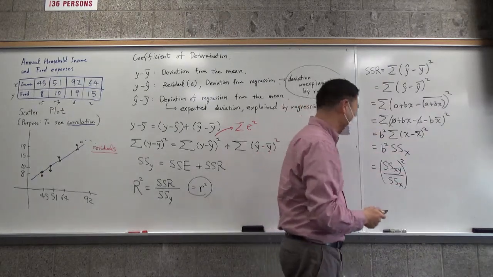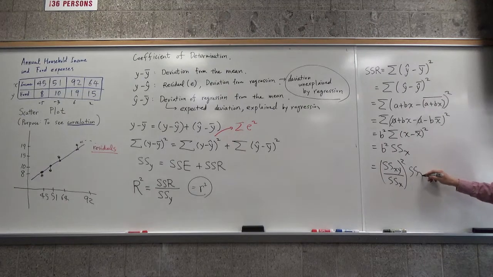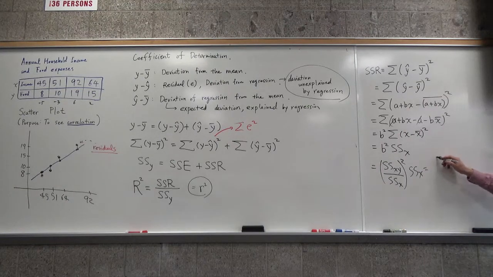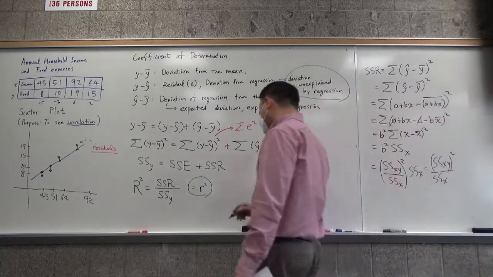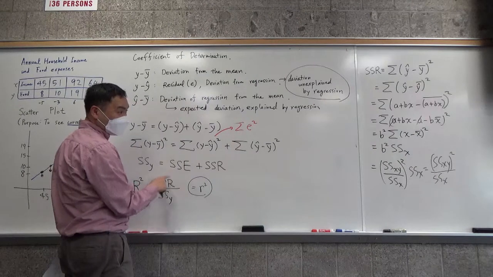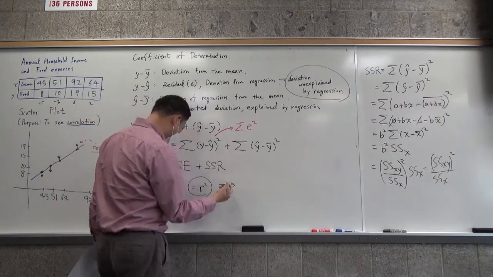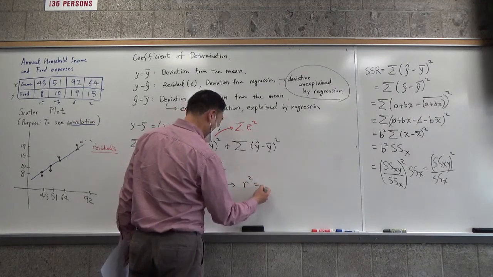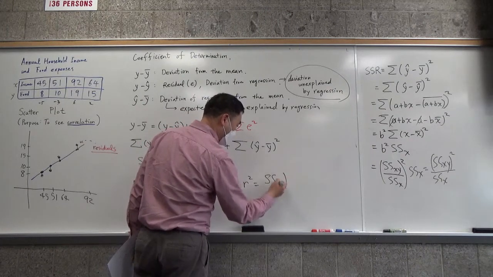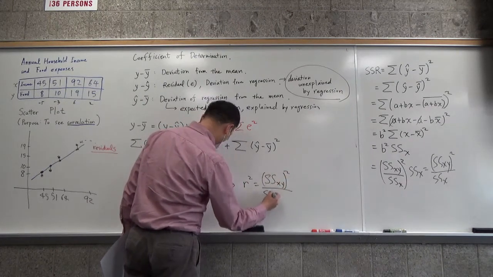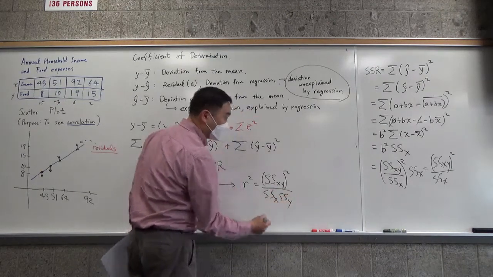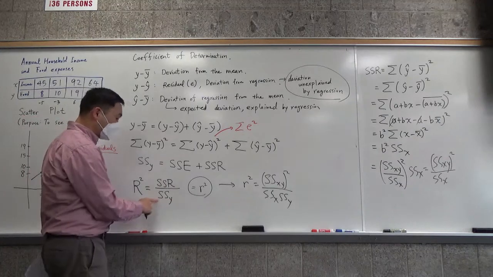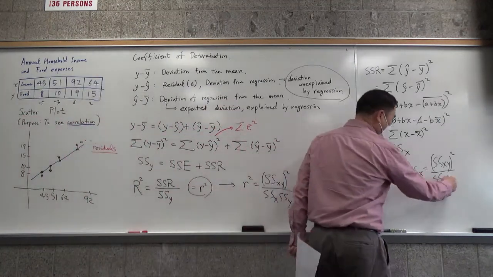It's good that you're interested in this. That's very good. Okay, so you have SSX. So what you get is SSXY squared over SSX. And that means you can replace this SSR by that. And the result is that you get R squared equals SSXY squared over SSX SSY. Okay, because you have to divide by SSY, so SSY goes under.